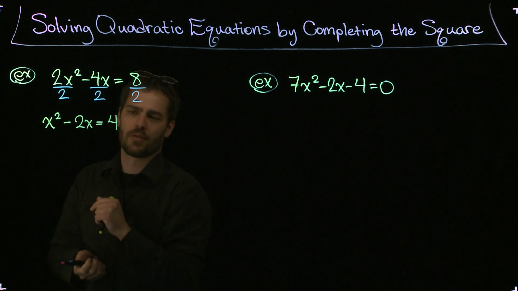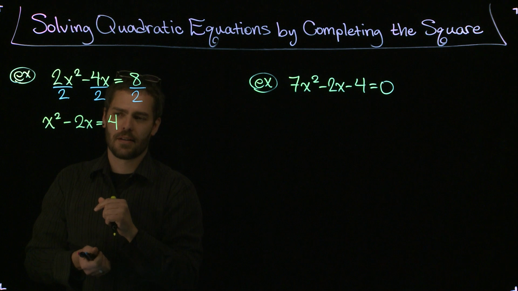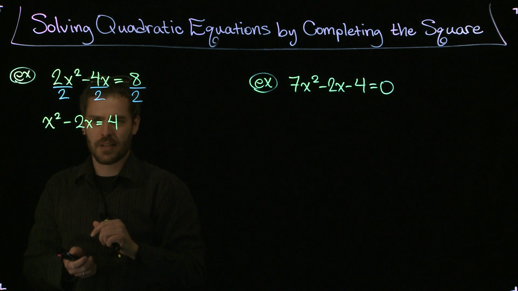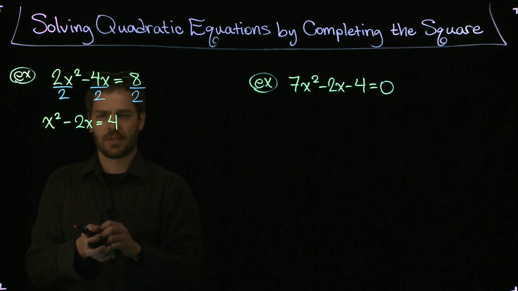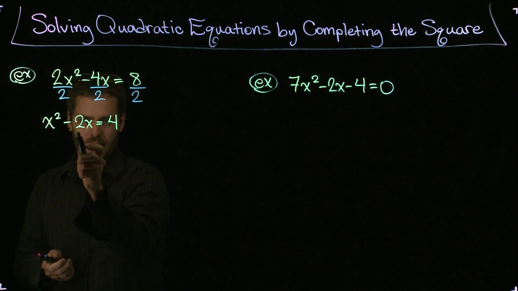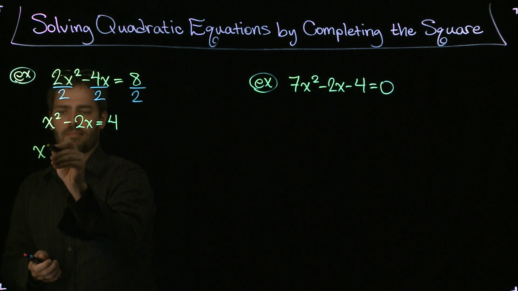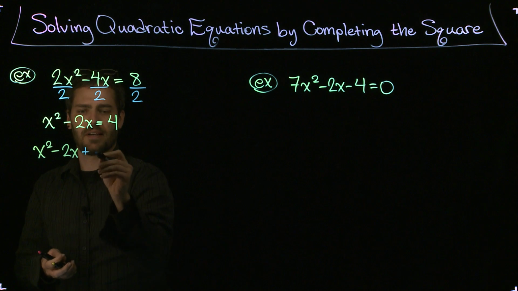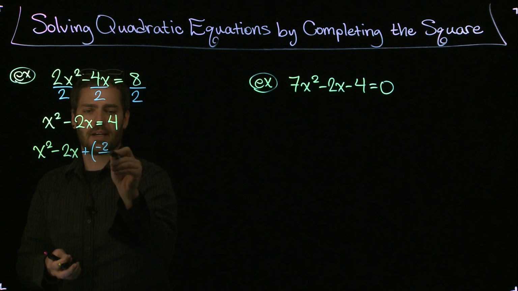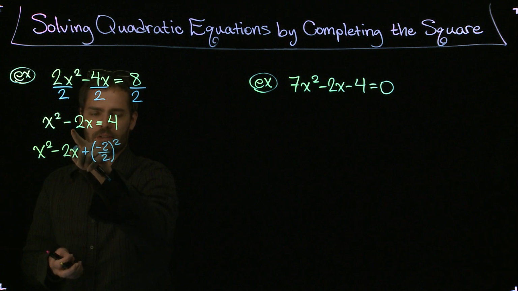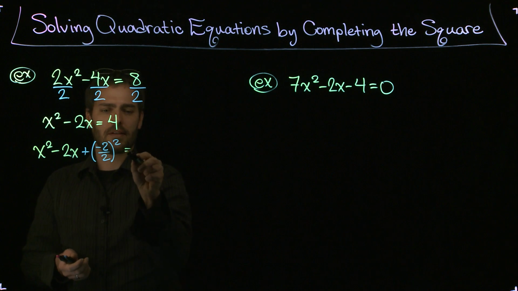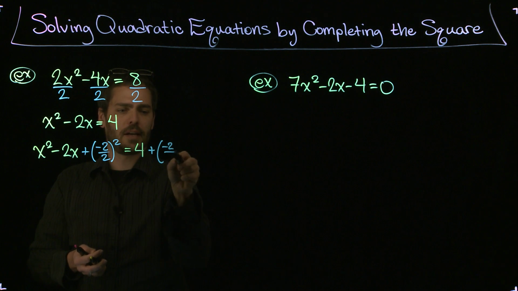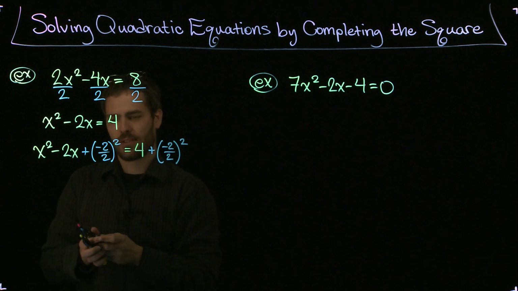I could subtract that 4 from both sides and try to factor the equation and solve by factoring using the zero factor property, but I'm trying this completing the square business, so I'm going to add something to both sides, and that is half of that thing squared. And here's what it looks like. X squared minus 2x plus half of this, negative 2, squared, equals on the other side 4 plus the same thing. Half of the middle term squared.